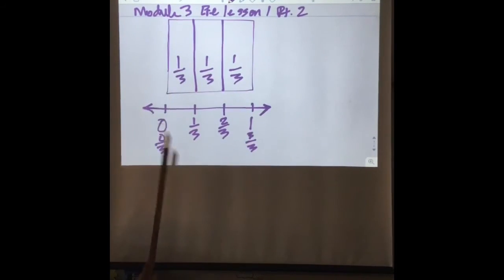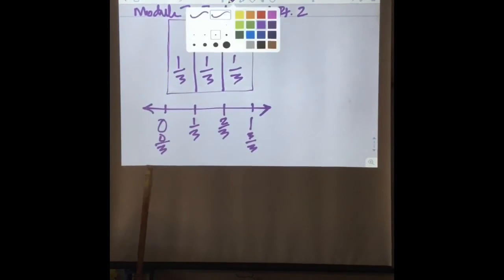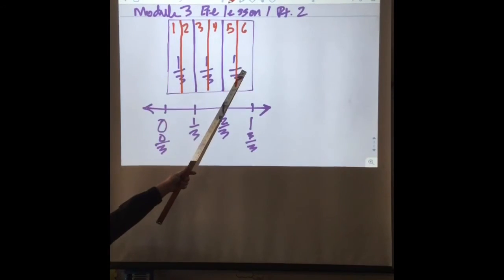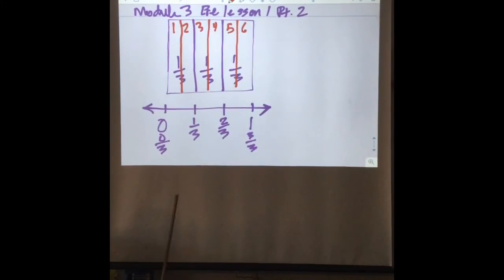What if I cut these guys up? Let me change the color now. Let's say I cut these guys in half. If I cut these guys in half, what do I have? Well, you say, I don't know, Mr. McGuire. Well, then let's just count them as usual. 1, 2, 3, 4, 5, 6. So how many pieces have I cut it up into now? 6 pieces. So my bottom number is 6. Right.